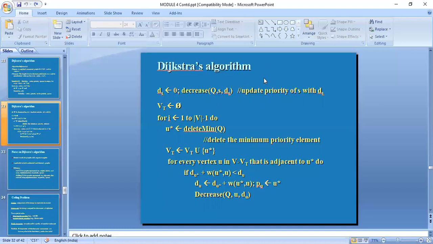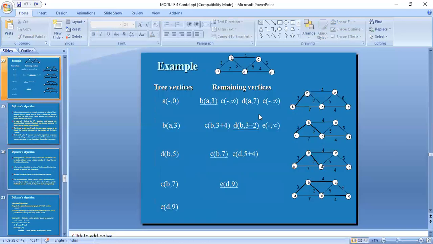So now, based on this algorithm, we will solve a problem. So what is the problem? The problem here given is you are having a graph. From the graph, we find the Prim's spanning tree. What we are going to have is 3 columns, which will be the tree vertices, remaining vertices, and the illustration. So what is the tree vertex? Tree vertex is the source vertex. A is taken and initially it is 0.